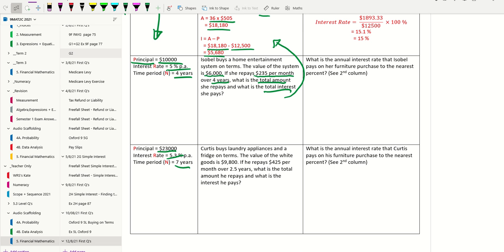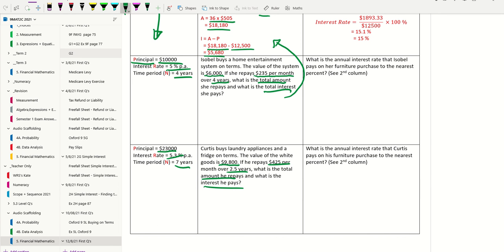Okay, the next one down. Curtis buys laundry appliances and a fridge on terms, white goods. The value of the white goods is $9,800. That's what the value is. He repays $425 per month over 2.5 years. So you're going to have to work out how many months there are in 2.5 years, multiplied by that 425. You're again working out the total amount he repays and the interest he pays.